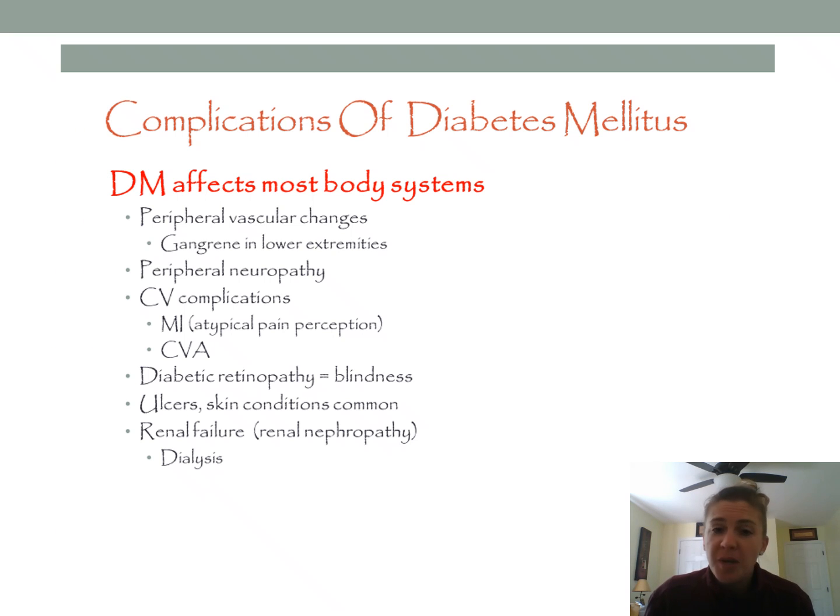Uncontrolled diabetes can wreak havoc on the body. Remember, non-compliant or poorly controlled diabetics will always have increased blood glucose level, increased blood sugar, and this can affect pretty much every body system. So please review the next few slides and familiarize yourself on the effects of poorly controlled diabetes.